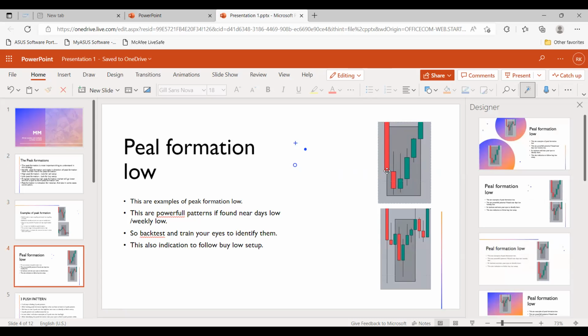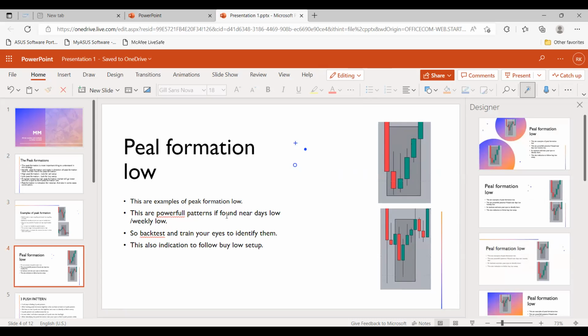These are the same formations, just the reverse type. Here you can see this is candle 1, 2, 3, and it engulfs that, right? So this is a peak formation low. Here also you can see a big red candle, a pin bar and then an engulfment of that red candle. So this is a peak formation low, right?